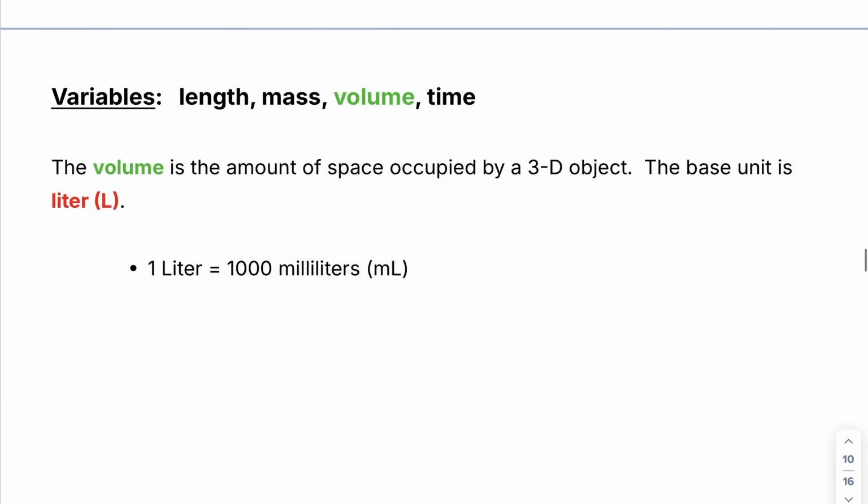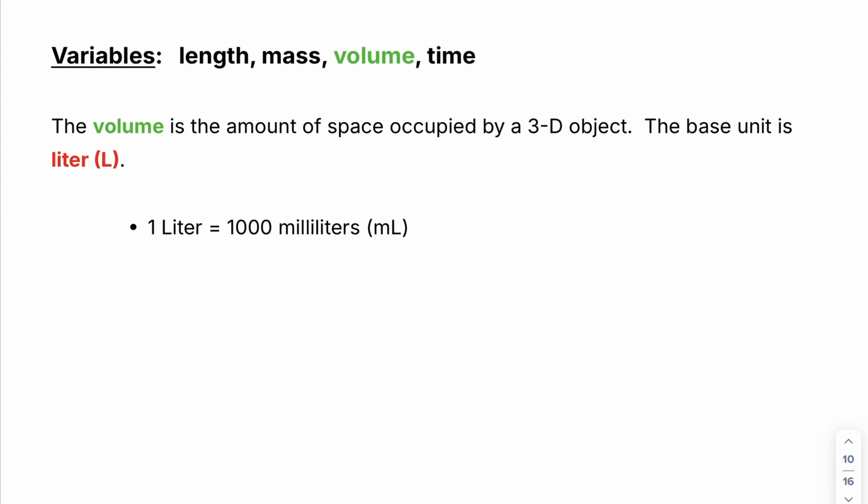Okay, now let's look at volume. The volume is the amount of space occupied by an object, a 3D object, okay? That could be a thing, it could be a liquid, it could also be gas. And the base unit in physics for volume is going to be liters, okay? And that's represented by the letter L, and it's a capital L. So for example, 1 liter is equal to 1,000 milliliters.